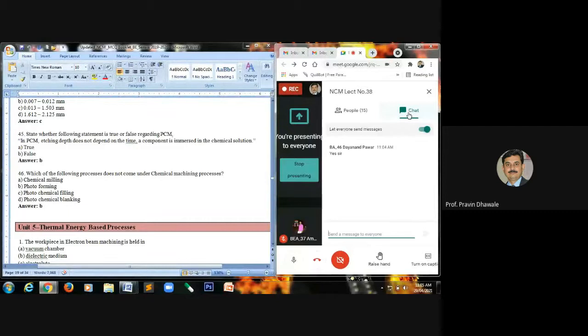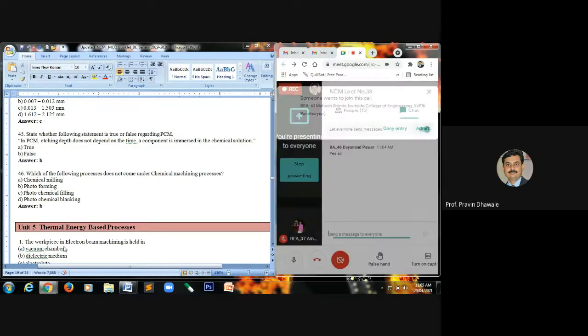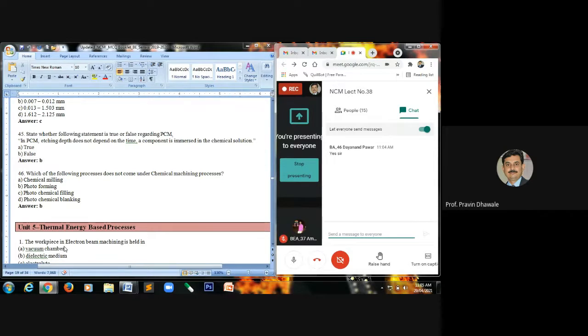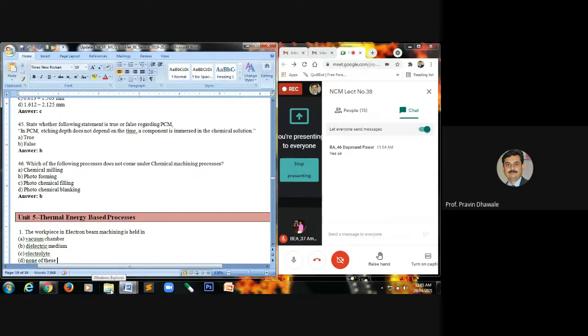Okay, then. Thank you. The first MCQ from this chapter, thermal energy based processes. The work in electron beam machining is held in: first option, a vacuum chamber; second option, a dielectric medium; third option, the electrolyte; and fourth option, none of these. Means in case of electron beam machining process, the workpiece is to be held in what?